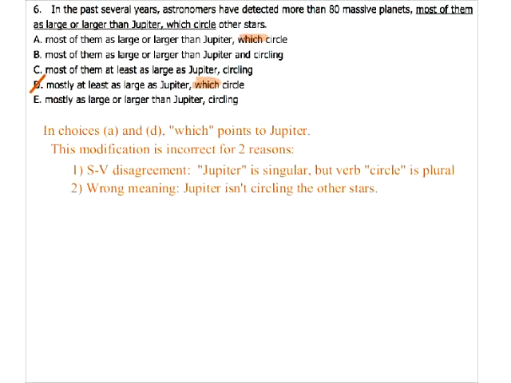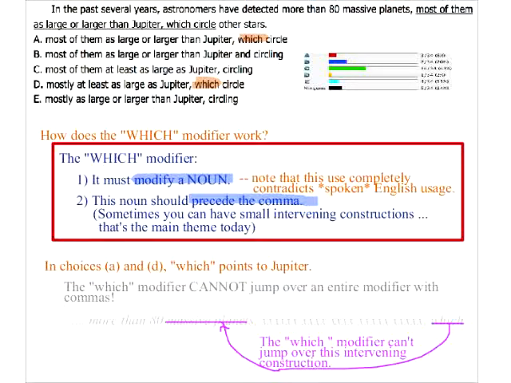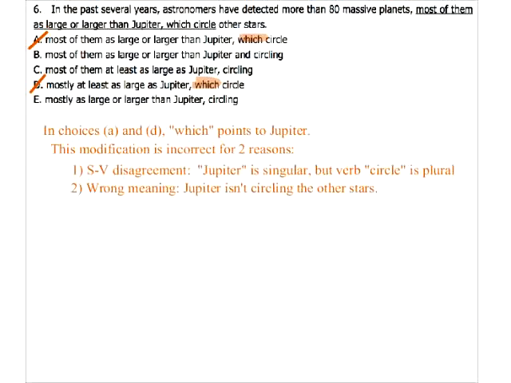We'll look at the rest of these choices in a second, but the main point here is to put forward these basic points about the which modifier. It needs to modify a noun, and that needs to be a noun placed in front of the comma. Smiley face if those two main points make sense. We're going to refine these as we go through today's study hall, but smiley face if these are okay. So that gets rid of A and D. Not very many people picked A or D, so let's move on to other choices.